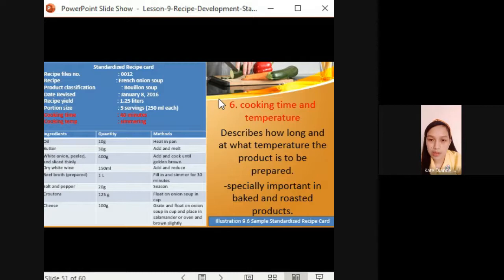Okay. Cooking time and temperature describes how long and at what temperature the product is to be prepared. Especially important in baked and roasted products. So, ayan, sa sample natin, cooking time, 40 minutes. Cooking temperature, yan, simmering. So, sa baking naman, di ba mapapansin nyo sa ating baking, may nakalagay na bake in 375 degrees Fahrenheit in 45 minutes. Yun yung ating cooking time and temperature.